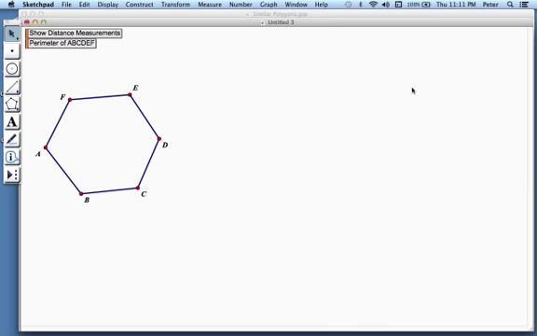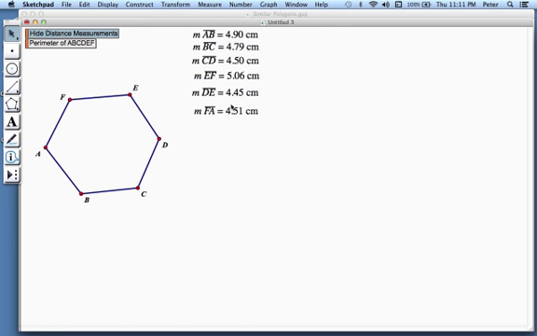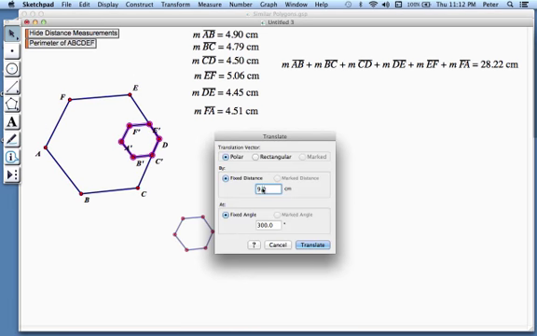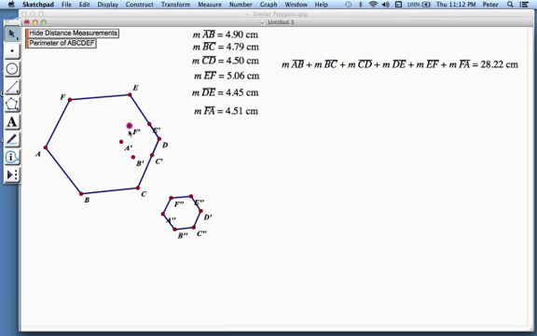Let's quickly look at a theorem which is a consequence of the proportionality of the sides. Let's take a look at the hexagon here, A, B, C, D, E, F. And I can measure each one of these sides. And if I add them all together, I get the perimeter calculation. Now let's take a dilation of this hexagon, a smaller version, and I'll construct that. All right, let's measure the sides of this dilated hexagon and also look at its perimeter.